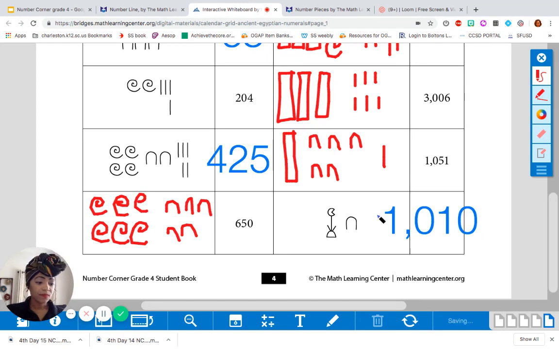Good job. In October, we're going to have a new pattern. I can't wait to see what it is. So good job with calendar grid. The next thing I want to wrap up, since today is our last day of Number Corner, is looking at our number line and our multiples of 2, 3, and 6.